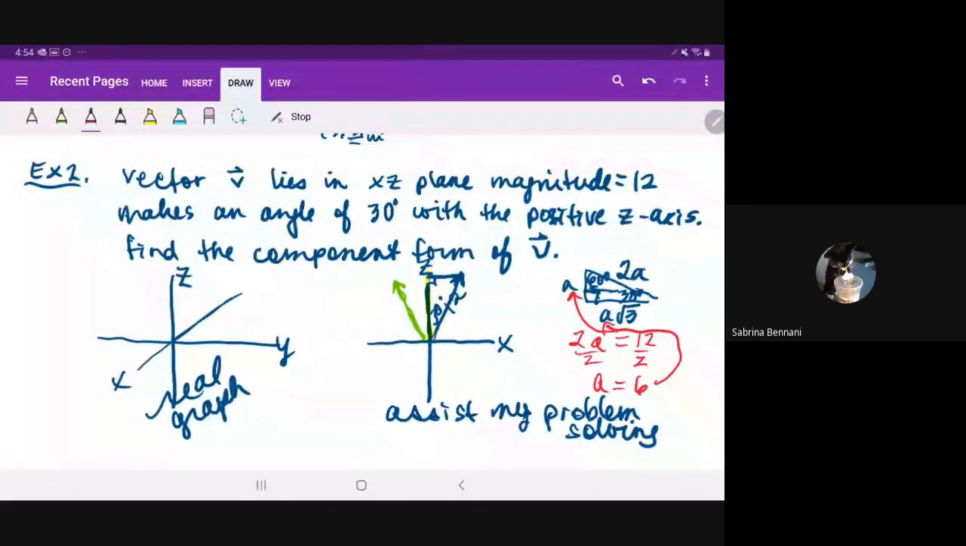Yeah, you guys remember this? So this is 6 rad 3. This would be 6. This is 12. Right? So you could put that back over here on the picture. Across from the 30 is a 6. Across from the 60 is 6 rad 3. And then the hypotenuse is 12.